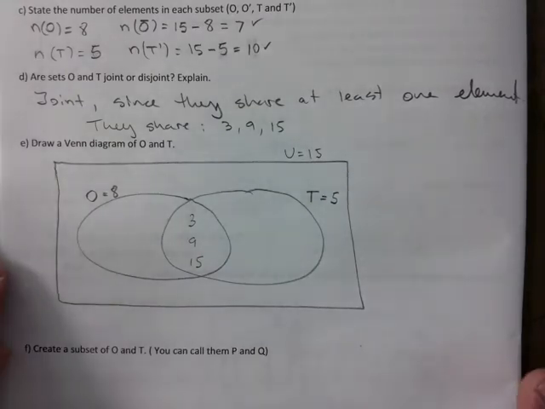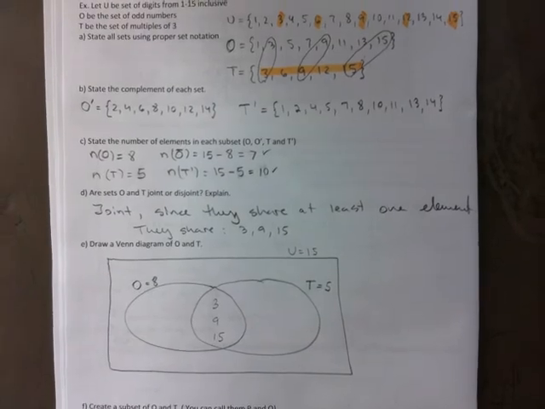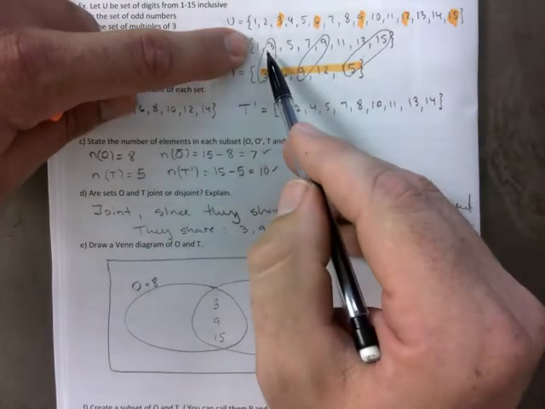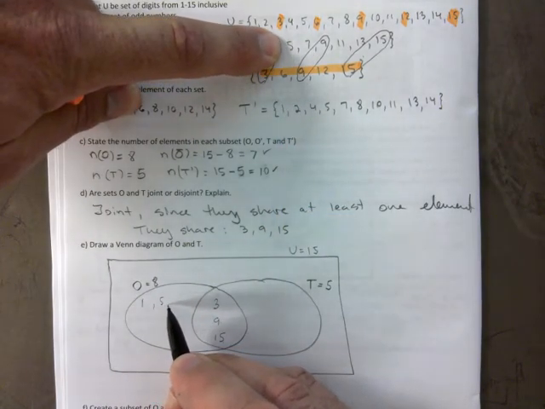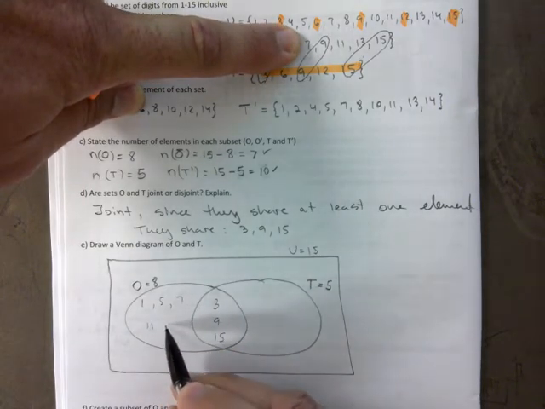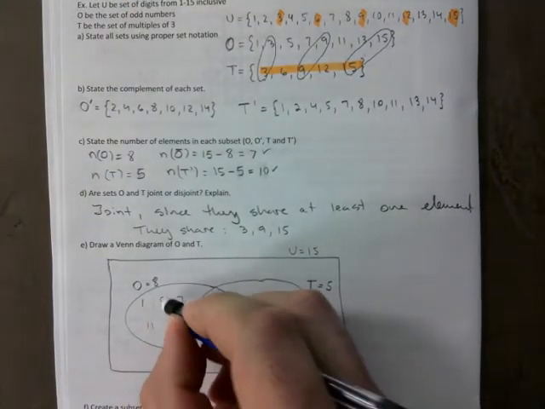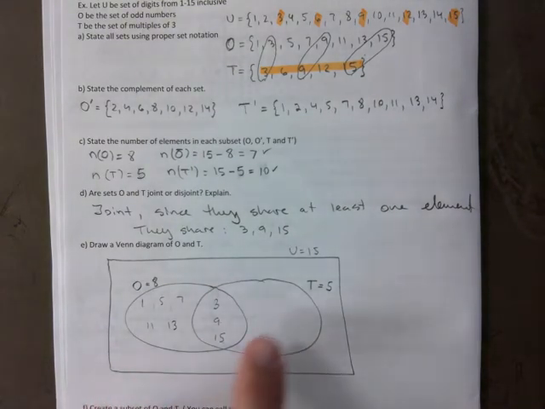So let me see if I can zoom out enough so that I would like everything to be on there if possible. Okay, so for O, 3, 9, 15 is already taken. So I just need to put the rest in. 1, 5, 7, 11, 13. I'm gonna avoid the commas. I like them just freelancing, floating every which way. Then I go to T.